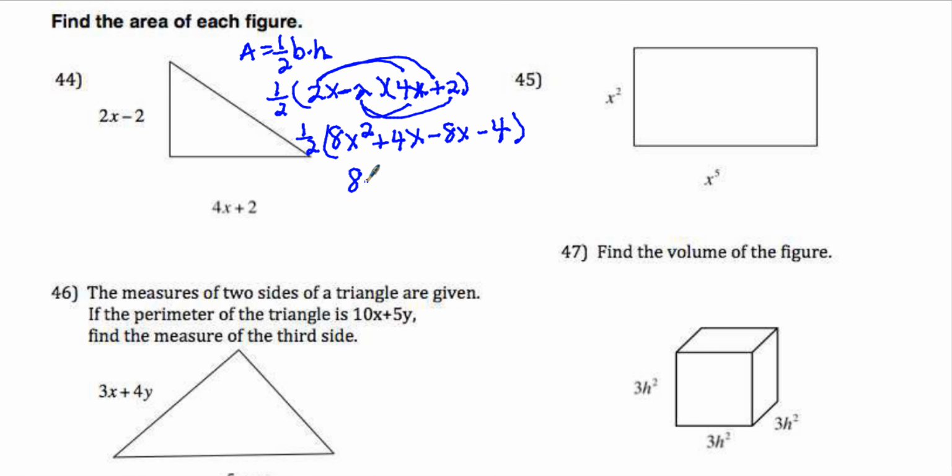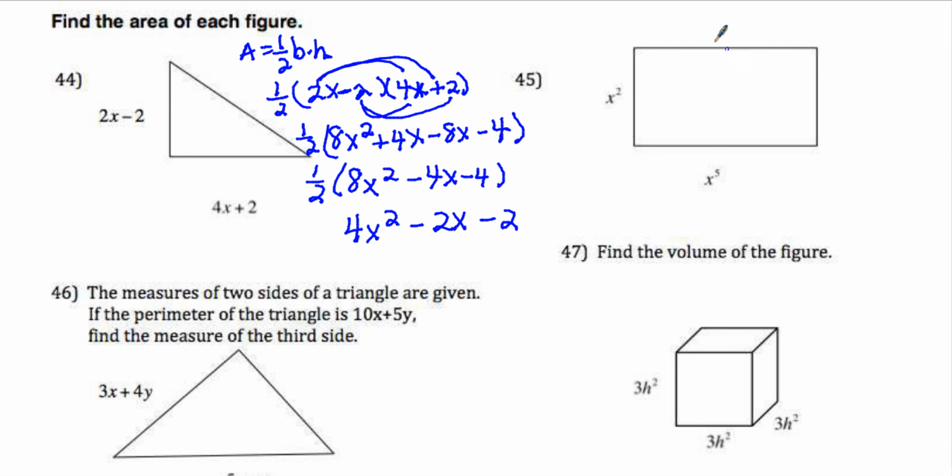So I'm going to combine like terms. I get 8x squared minus 4x minus 4. And so then I get 1/2 here. So I'm going to take half of all of these. These are all nice even numbers, so that's easy enough. I get 4x squared minus 2x minus 2.